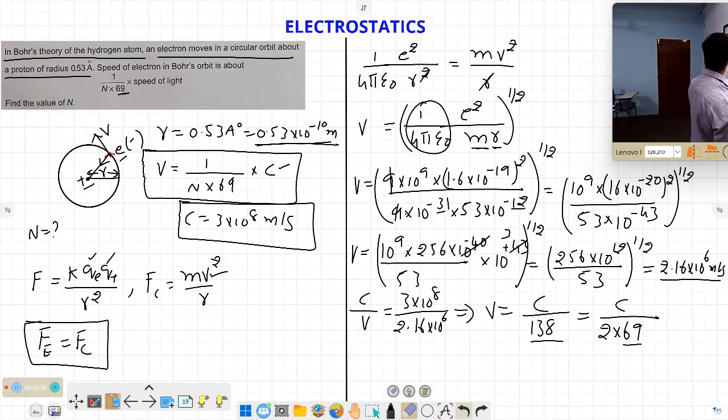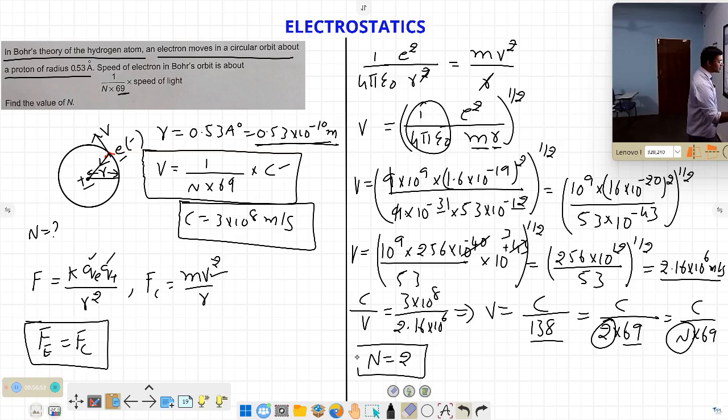Now compare these two. This is in the form of C by n into 69, the speed is given as C by n into 69. So in the place of n, we have a 2. So the answer for our question is n is equal to 2. The numerical questions can be solved using this method. So the answer for this question is 2.